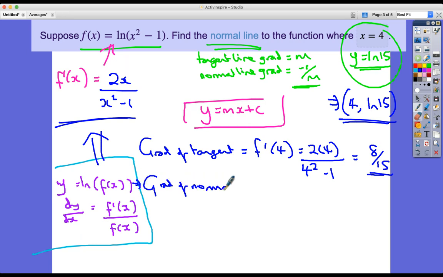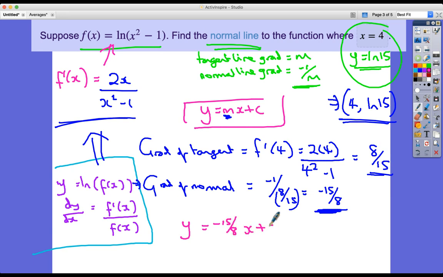Now, if the gradient of the tangent is 8 over 15, it means that the gradient of the normal will be the negative reciprocal of that. So it will be negative 1 over 8 over 15, which will be negative 15 over 8. Okay, so we have got this value of m now. The gradient of the normal is minus 15 over 8. So let's start to put that in. We've got y equals minus 15 over 8 x plus c.